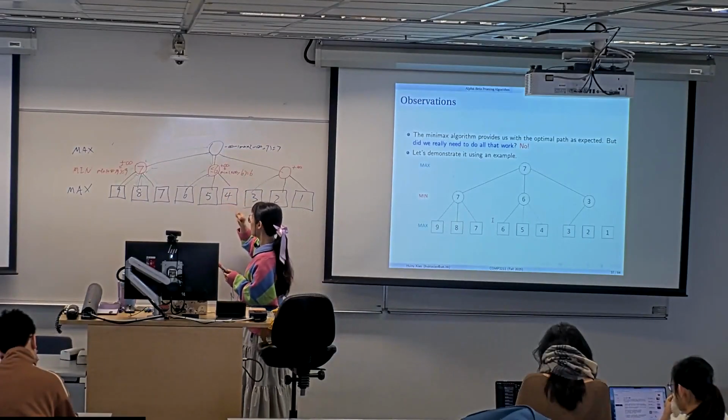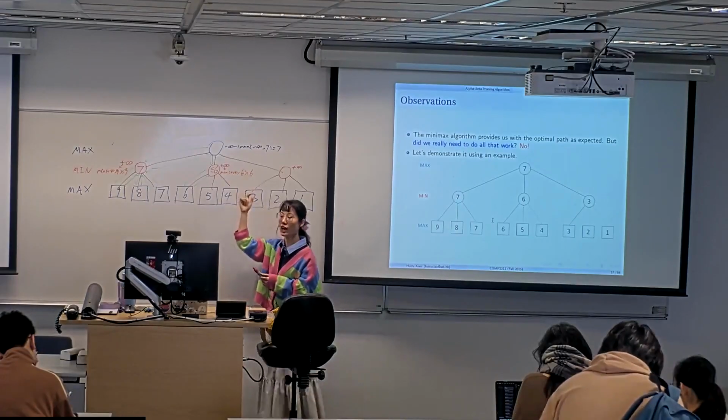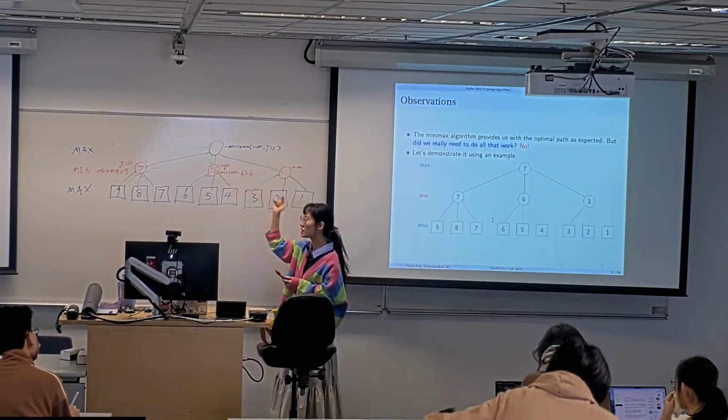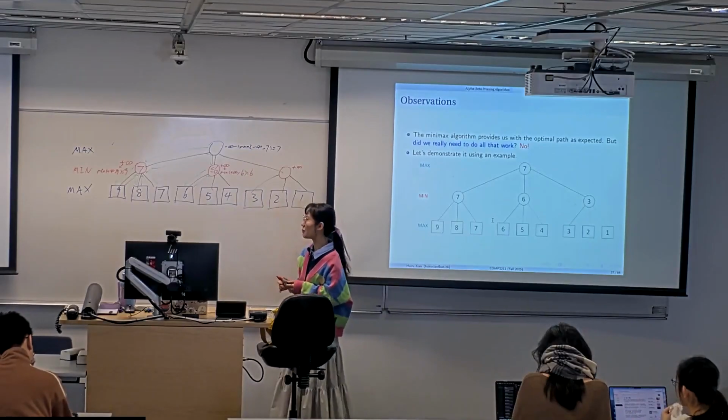Until now, we don't know the final value, but we already know the upper bound for this min node: it is smaller than or equal to 6. This is the upper bound.